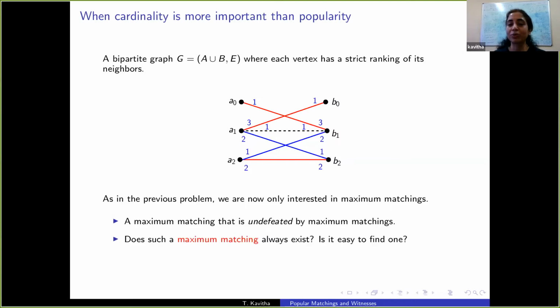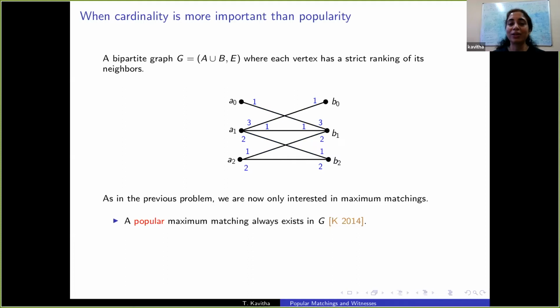So does such a matching always exist? In one-sided preferences, for sure it doesn't exist, and the whole algorithm was to decide if one exists or not. But in two-sided, and we are in two-sided strict preferences, does such a maximum matching always exist? Can we find one easily?